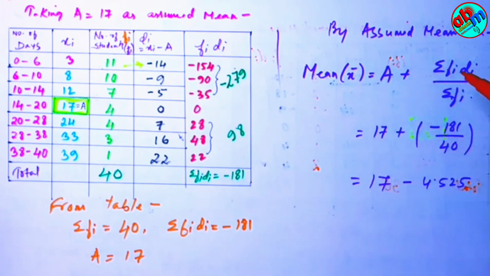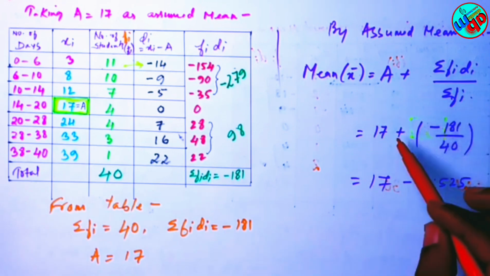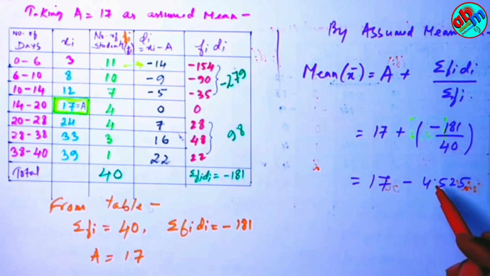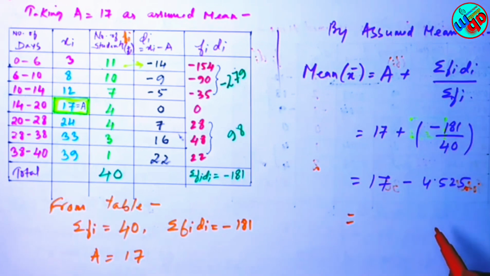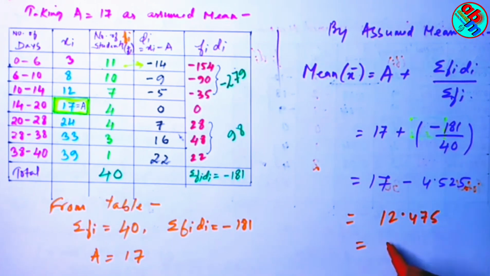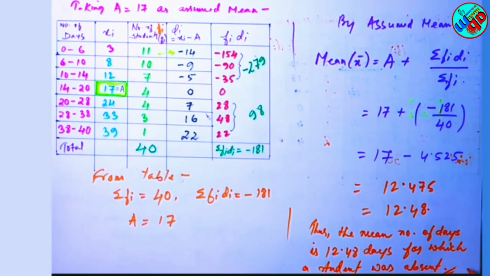So by the assumed mean method, we have mean x bar equal to a plus summation fi di by summation fi. We put the values: 17 plus minus 181 by 40, which after dividing gives minus 4.525. Then subtracting from 17 minus 4.525, we get 12.475. Approximately we can write it as 12.48. Therefore, the mean number of days for which a student was absent is 12.48 days. So this is our answer.